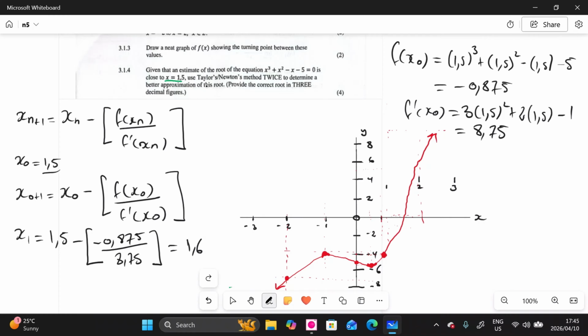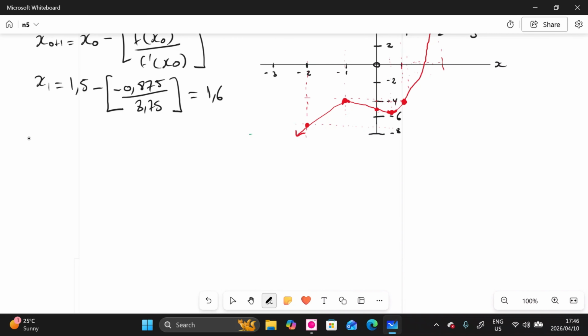Remember, they say we must use Taylor's method or Newton's method twice. So this is the first one, meaning we need to find one for x2. So let's create space so that we can do it for x2. The formula for x2 is similar. We're going to have x n plus 1 is equal to x1 minus, now open bracket, f of x1 over f prime of x1.